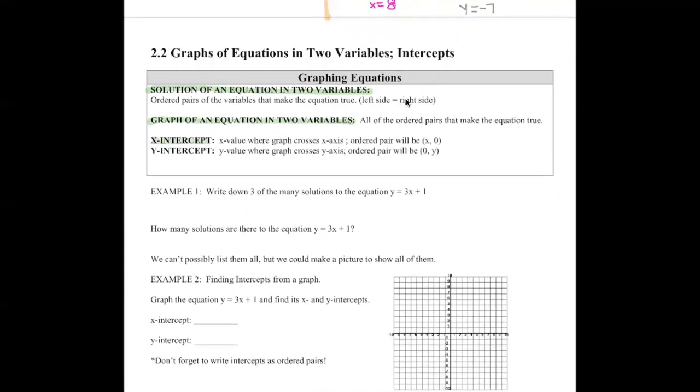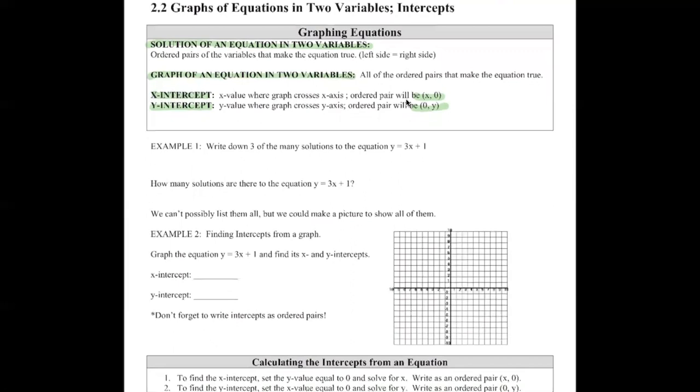Important points are the x-intercept and the y-intercepts. X-intercepts is where it crosses the x-axis, and the ordered pair is x comma 0. Y-intercept is where it crosses the y-axis, and the ordered pair will be 0 comma y. That's also how you have to type it into Math Excel. You have to use a parenthesis in the 0, etc.